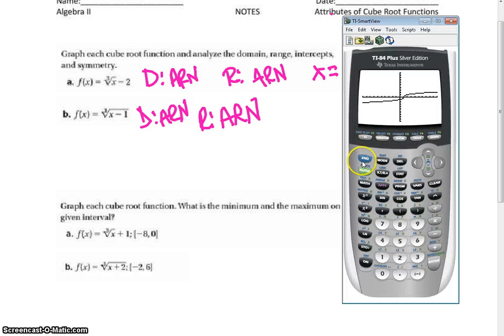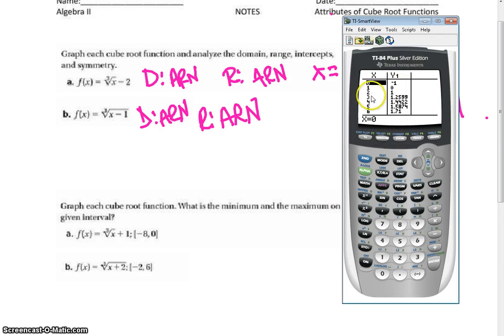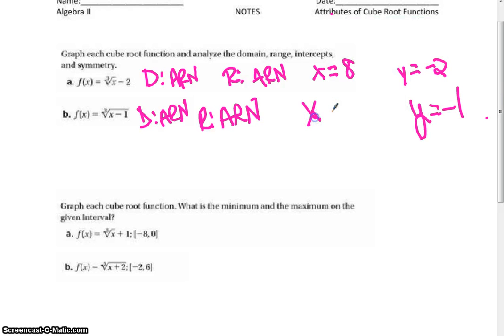Then you want to look at your table. When x is 0, y is -1. So y equal -1 is your y-intercept. And then go to your table, and when y is 0, x is 1, so x equals 1 is your x-intercept. And you have done all you have to do for this. Don't worry about the symmetry. Yes, it is symmetrical. We're not going to focus on that right now.